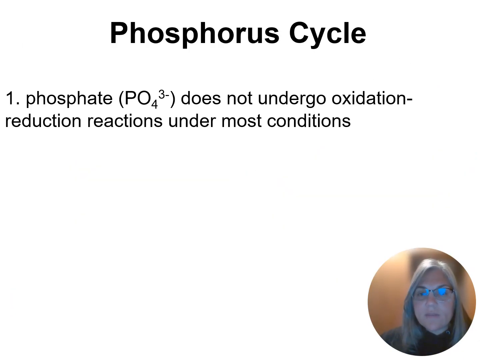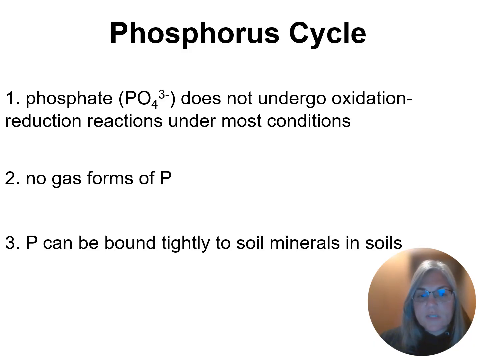So when we think about the phosphorus cycle, phosphate does not undergo oxidation reduction reactions under most conditions, so there are fewer microbially driven changes in phosphorus availability. Phosphorus does not have a gas form. And phosphorus can be bound tightly to soil minerals in the soil. That's usually an abiotic process related to changes in soil pH.